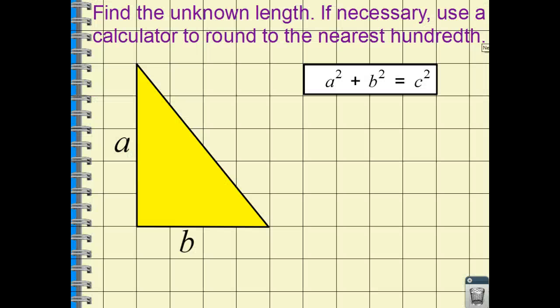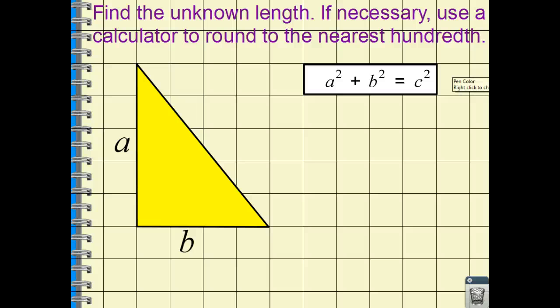All right, in the directions here it says find the unknown length, and if necessary, use a calculator. Yes, I said that. You can use a calculator this time to round to the nearest hundredth. They didn't give me the numbers here, but they gave me a piece of grid paper, and I can count the units for my A and my B, and I can use those unit boxes to help determine what my hypotenuse is. So let's do that first.